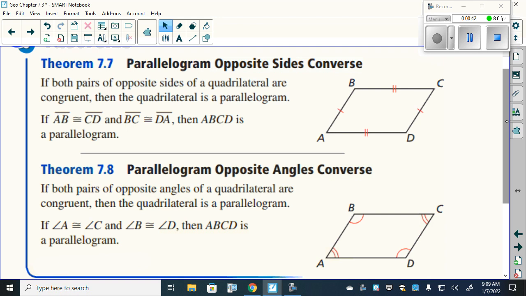Because when we talked about this yesterday, we said if a quadrilateral is a parallelogram, then the opposite sides are congruent. Then we said if a quadrilateral is a parallelogram, then the opposite angles are congruent. So the converse is also true. If we can show that the opposite sides are congruent, then we can show that it's a parallelogram. If we can show that the opposite angles are congruent, then we can show that it is a parallelogram.